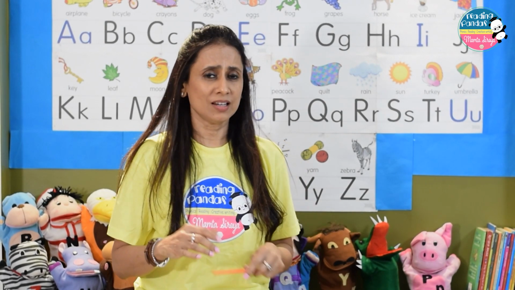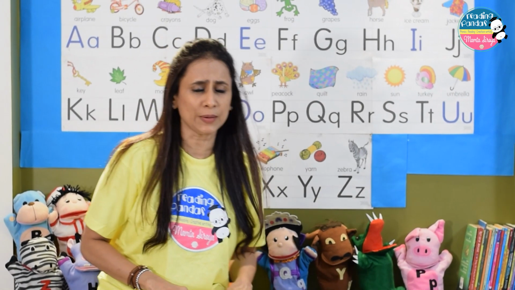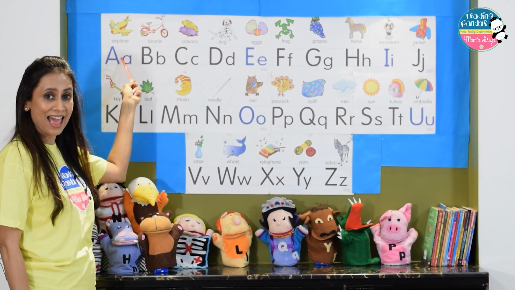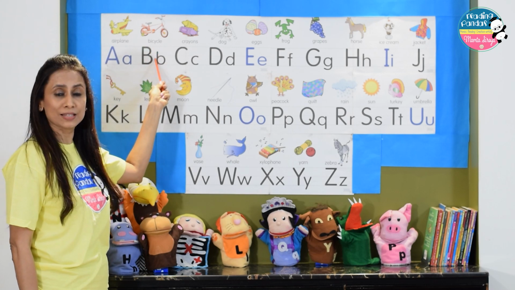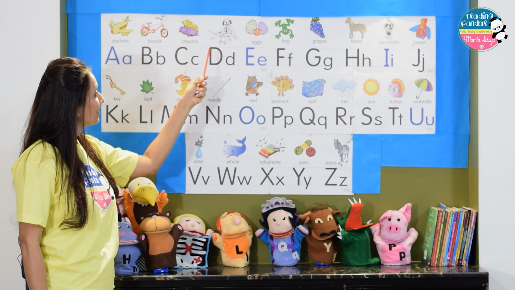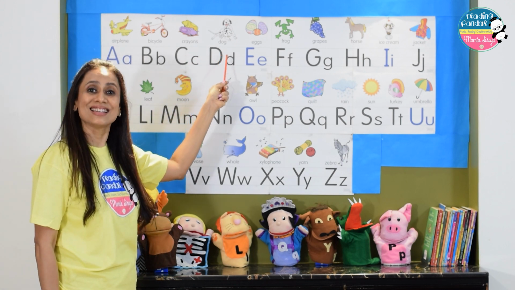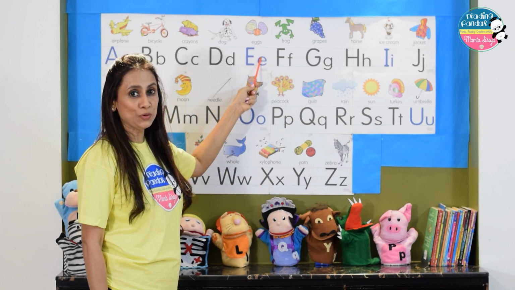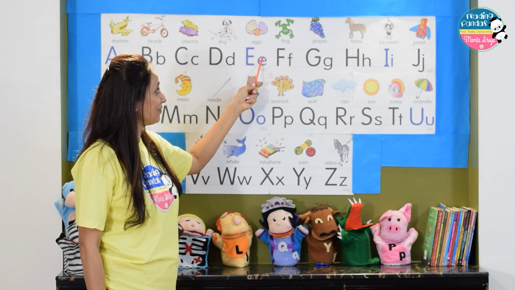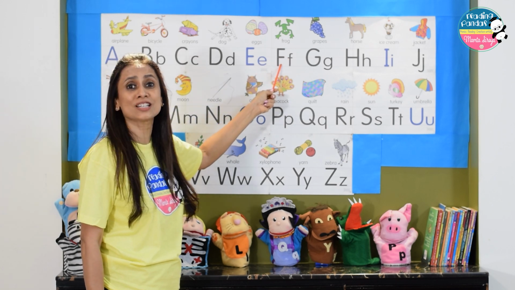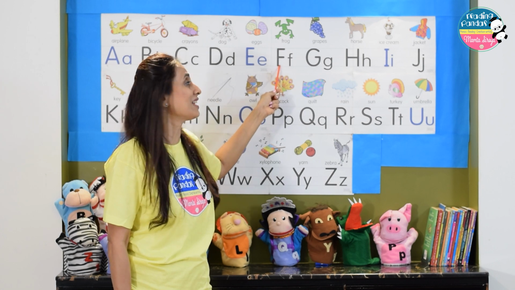Lovely. You sang it so well. And you know what? Let's look at these letters again today. So we've already learned that this is A says A. This is B says B. C says K. D says D. E says E. And now you know which letter we are going to learn today? Yes, this is our new letter of the day. Yes, this is letter F.